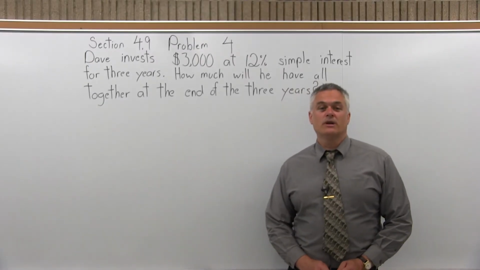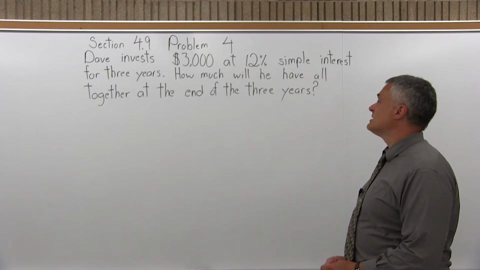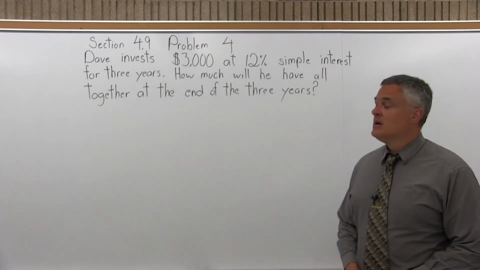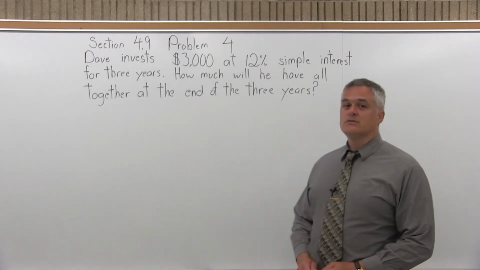This is Section 4.9, Problem 4. It says Dave invests $3,000 at 12% simple interest for 3 years. How much will he have altogether at the end of the 3 years?